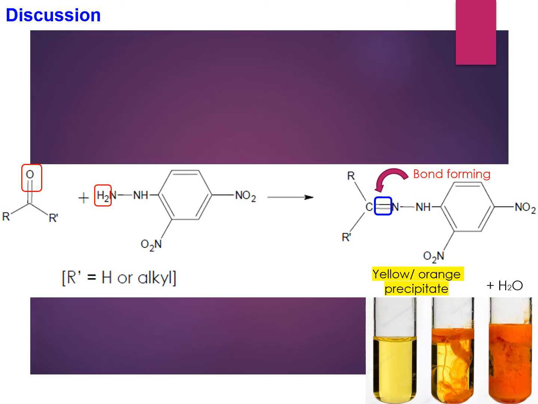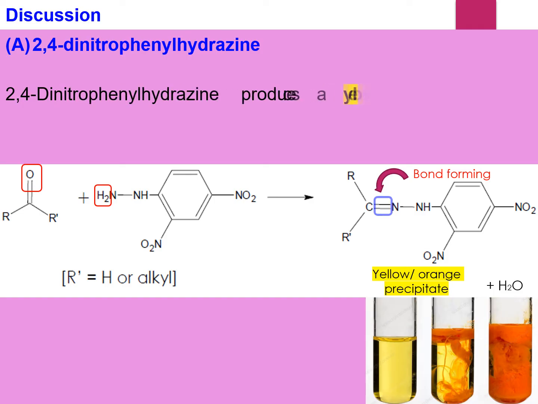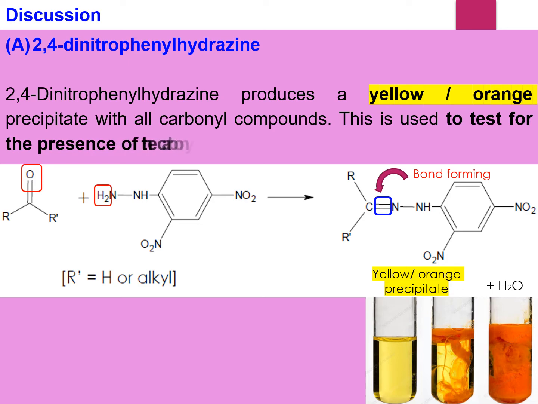Next will be your discussion part. Here are some suggestions for discussion for this experiment. We can include for part A, the 2,4-dinitrophenylhydrazine test. 2,4-dinitrophenylhydrazine produces a yellow or orange precipitate with all the carbonyl compounds. This is used to test for the presence of the carbonyl functional group.